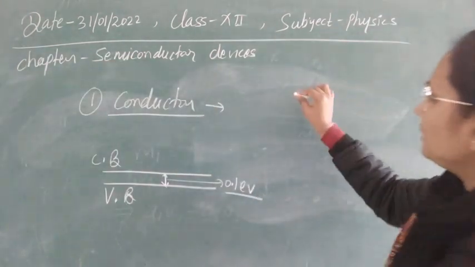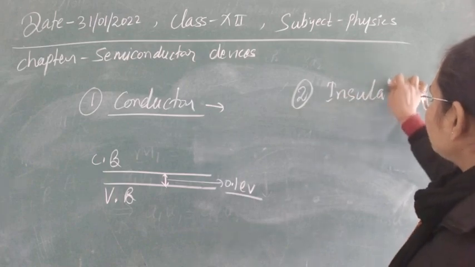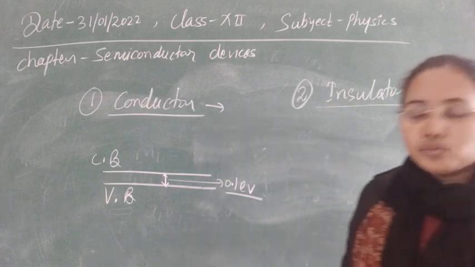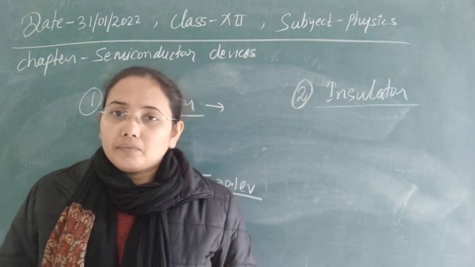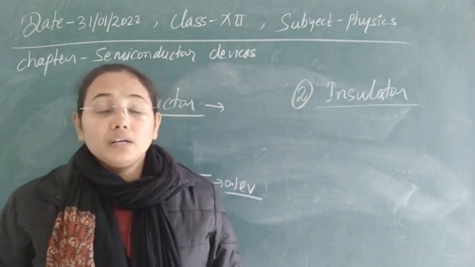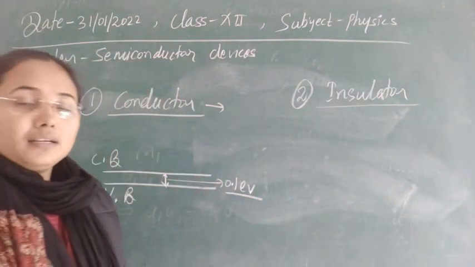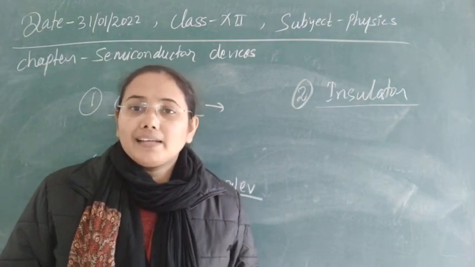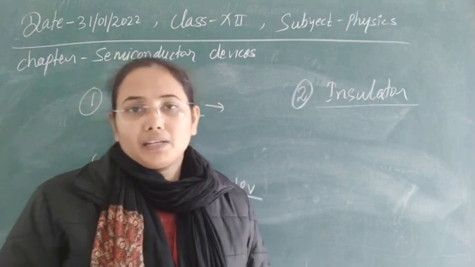Next, the second type of materials is insulators. By definition, insulators are those materials whose conductivity is very low. It means that for an electron it is very hard to go to the excited states or make a transition from the valence band to the conduction band. So the gap between the valence band and conduction band is very high. That's why even on supplying energy from outside, the electron does not make a transition here.